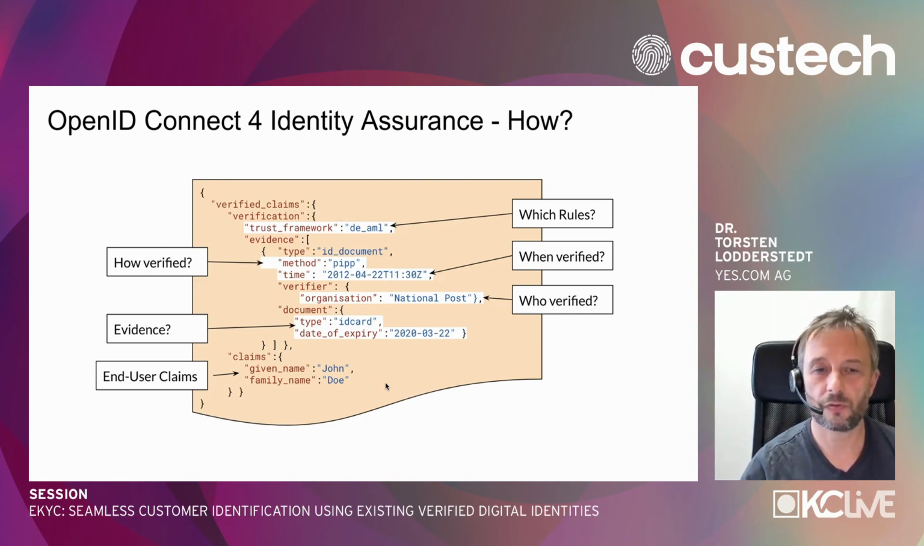In the lower part of the assertion, you see the data payload, which is the given and the family name. And OpenID Connect for Identity Assurance introduces a new container that allows the IDP to provide all the additional metadata that the relying party needs, namely a trust framework. In this case, anti-money laundering law, could be other laws or regulations. What documents were used, who verified that. Here in that case, it's the Postal Service using in-person proofing, and when it happened.